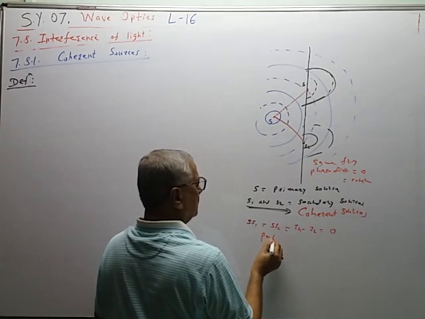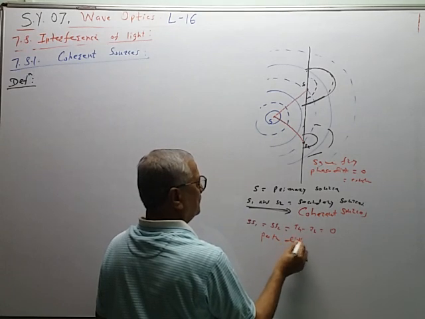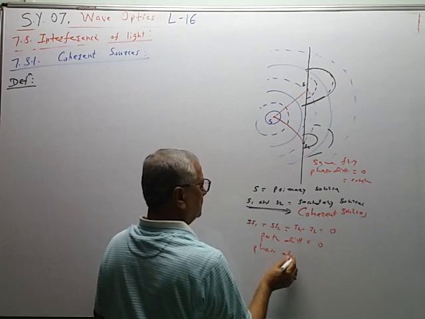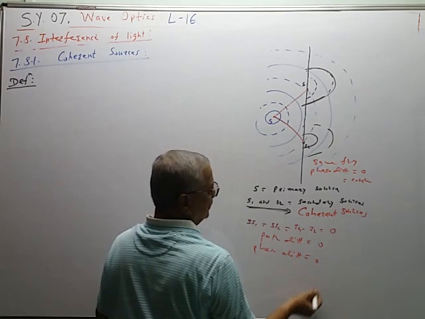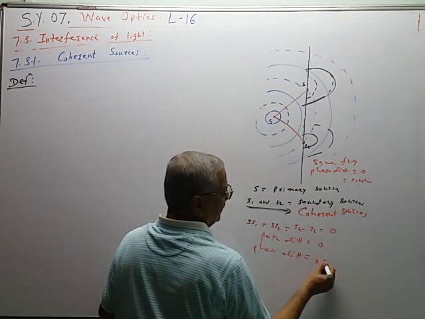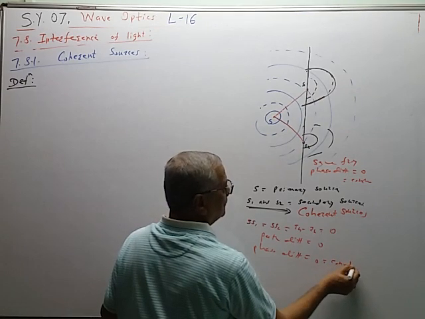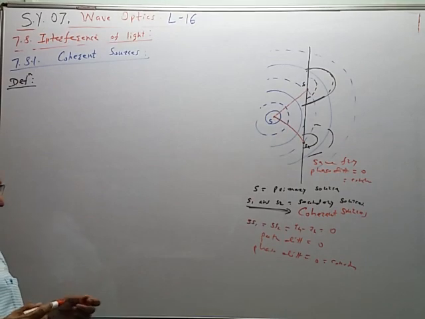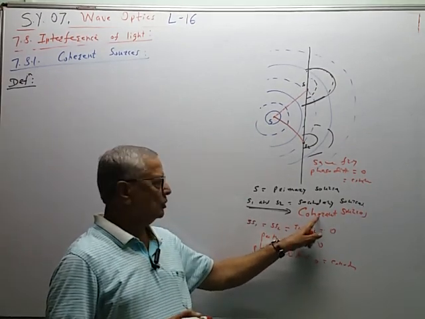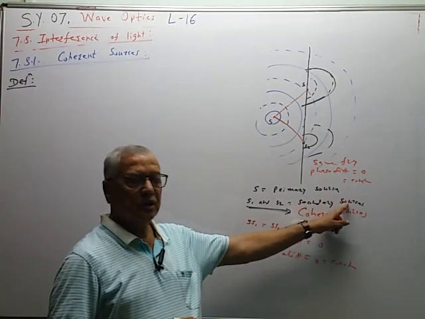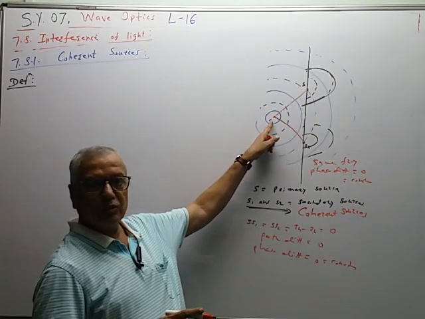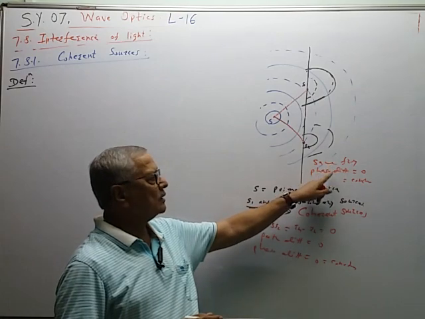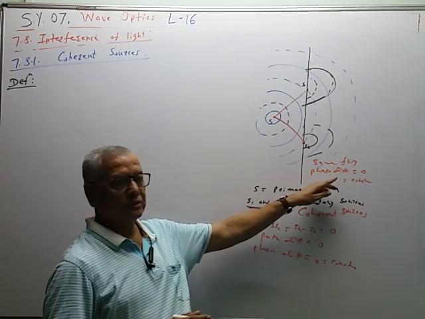So phase difference is equal to 0, and it is constant. So in this case, the secondary sources S1 and S2 are called coherent sources. They are secondary sources, but they are obtained from one and the same original source. They are producing light waves of the same frequency and the phase difference between them is 0, common.